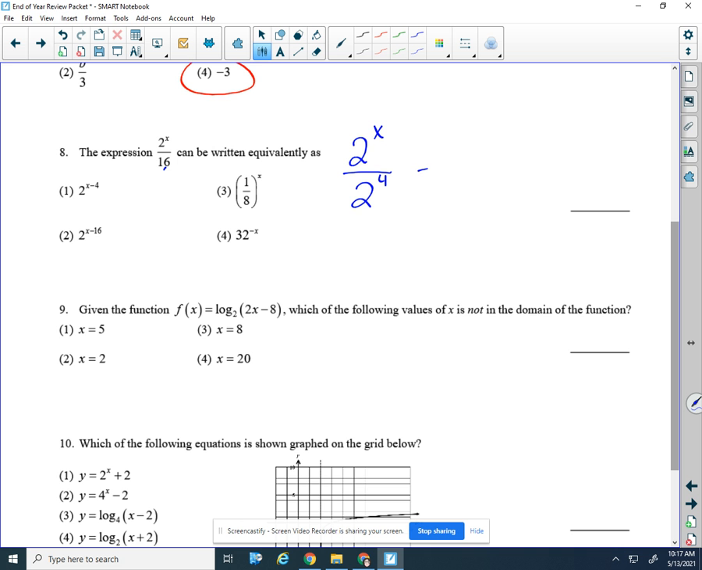For this one, I can do the same thing. 2 to the x minus 4. We just don't know what x is. And that's where we got that.